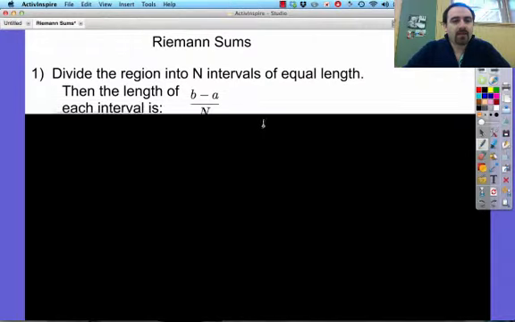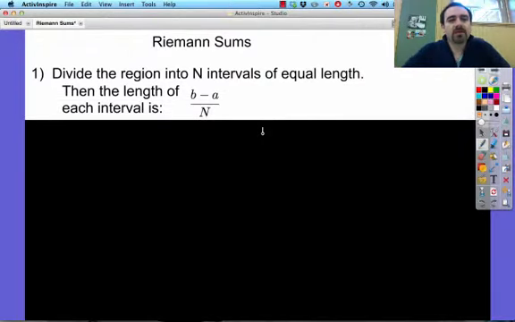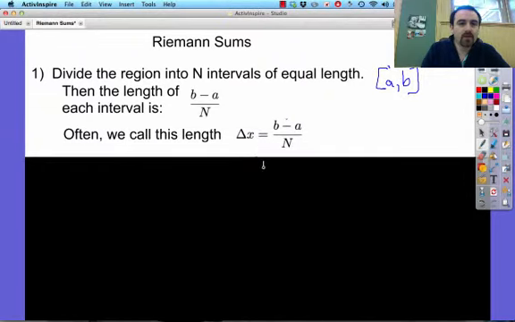So here's the idea. We're going to divide the region up into intervals of equal length. So the length of each interval will be b minus a over n. We're looking at an interval from a to b. So the entire interval obviously is b minus a, but the length of each individual subinterval is b minus a over n. And oftentimes we'll call this length delta x.